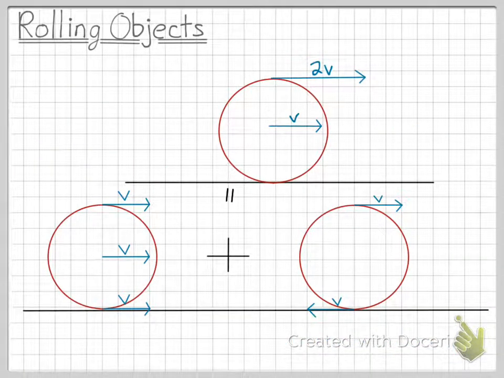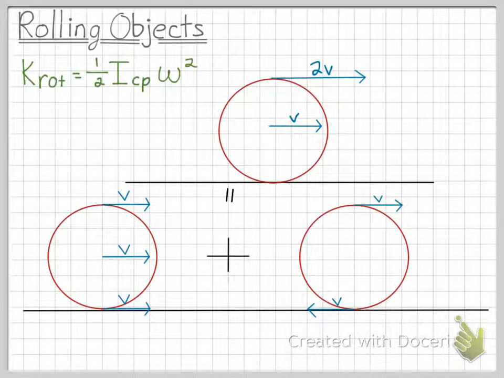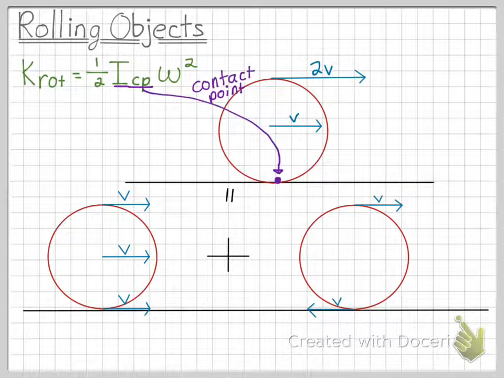The next step is to derive the equation for kinetic energy for a rolling object. We know that the kinetic energy of a rotating object is equal to 1/2 times the moment of inertia of an object multiplied by the angular velocity squared. So if we assume that our rotating disk looks like it did on the first slide, we would say that the contact point was stationary and all the other points rotated around it. So our kinetic energy equation would look like this.